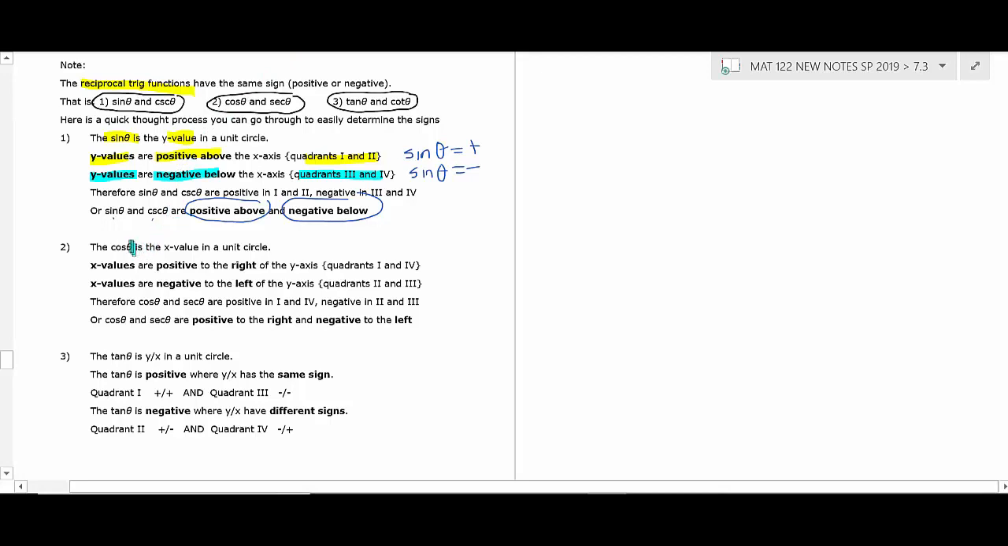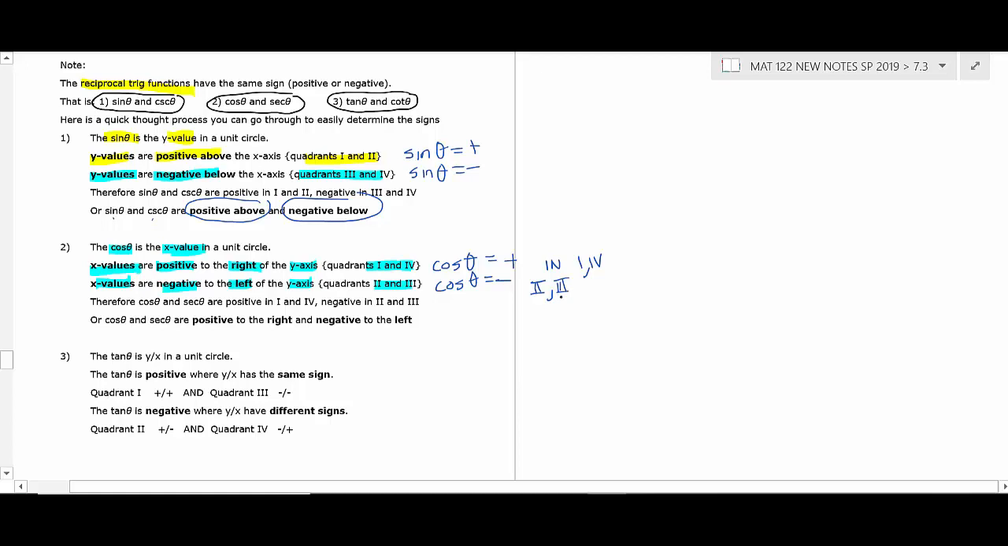Okay, the cosine goes like this. So the cosine is the x value in a unit circle. So x values are positive to the right of the y-axis. Okay, so that happens in quadrants 1 and 4. So that would mean that the cosine is positive in 1 and 4. Okay, because x is positive to the right. Okay, and then we have this. We have x values are negative to the left of the y-axis, and that happens in 2 and 3. So that would mean the cosine theta is negative in 2 and 3.